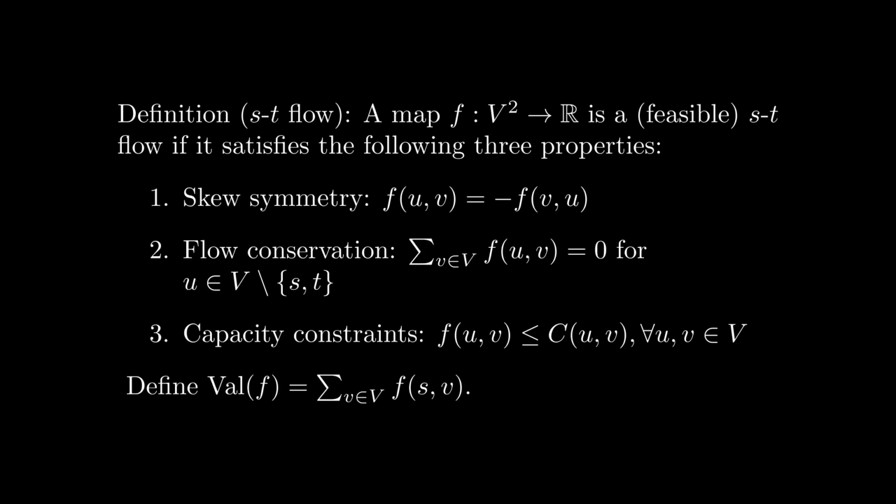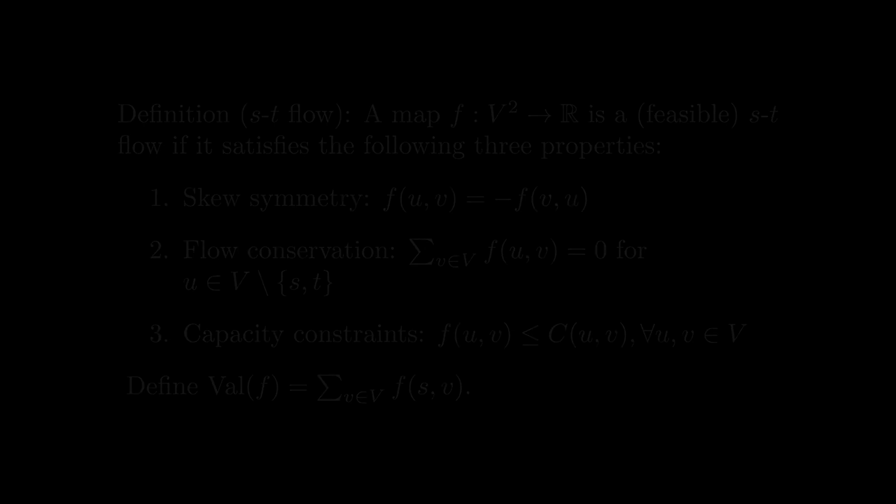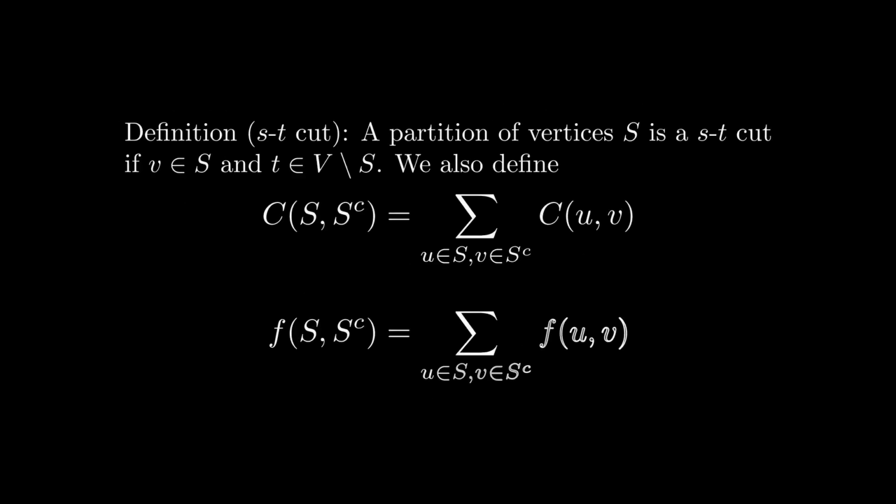The second property is flow conservation, which means that for any vertex that is not S or T, all flow coming in must also come out, meaning that the net flow is 0. And the third is the capacity constraint, which indicates that the flow over each edge should be less than or equal to the capacity of said edges. This is also sometimes referred to as the feasibility requirement of a flow. We define the value of a flow as simply being given by the total amount of flow exiting from the source. Next, we will introduce the notion of an S-T cut.